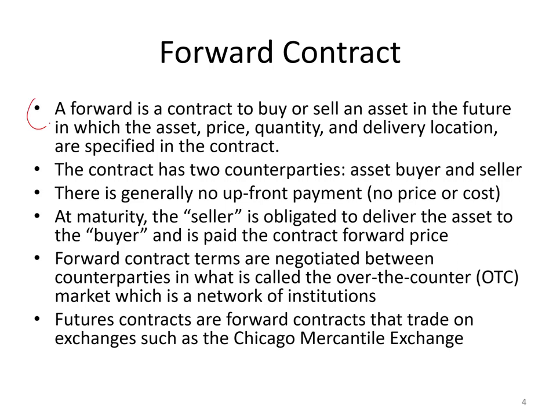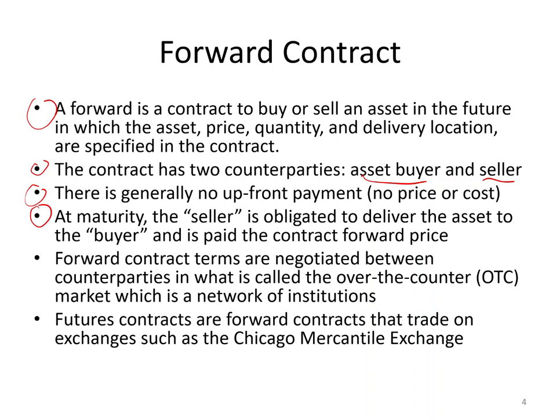A forward contract is a contract to buy or sell an asset in the future in which the asset price, the quantity of the asset, and delivery location are specified in the contract. The contract has two counterparties, the asset buyer and the asset seller. There are generally no upfront payments. In other words, you enter into a contract to agree to buy or sell the asset at a future date.